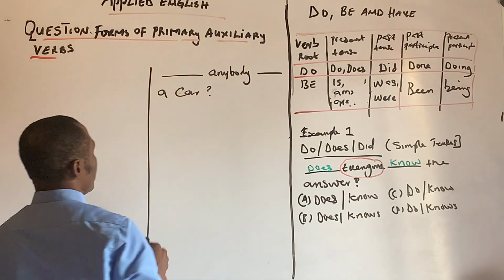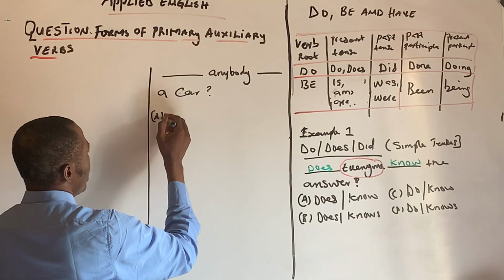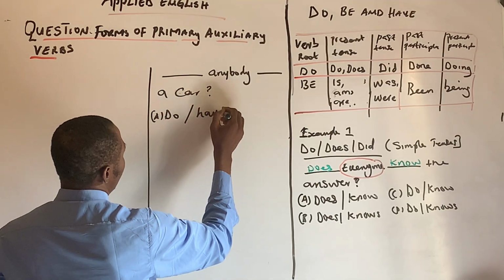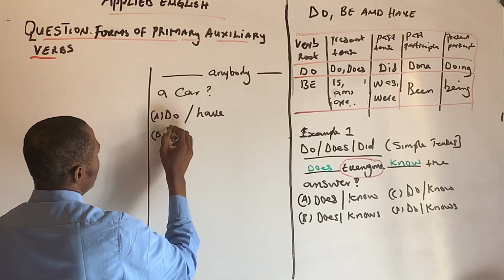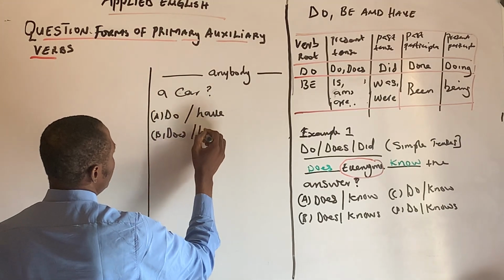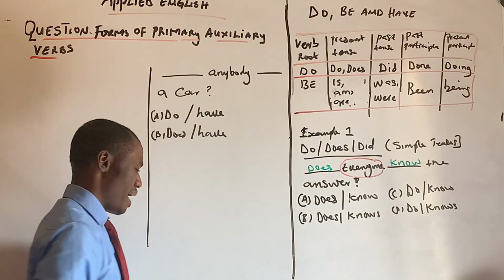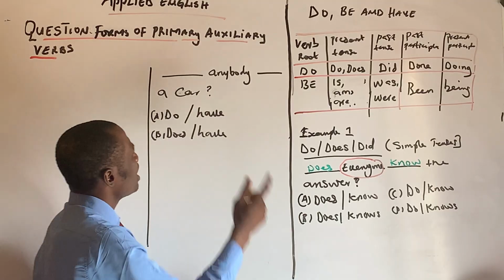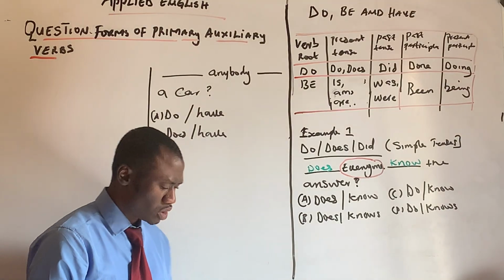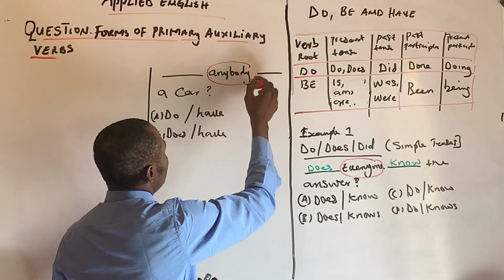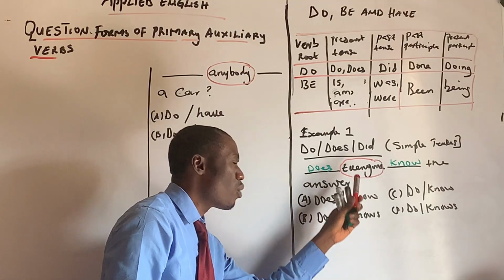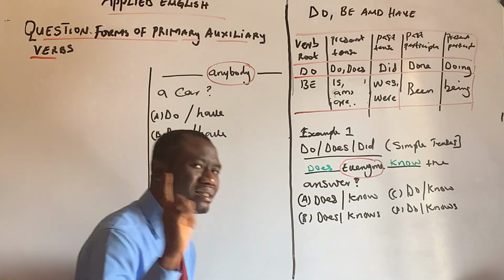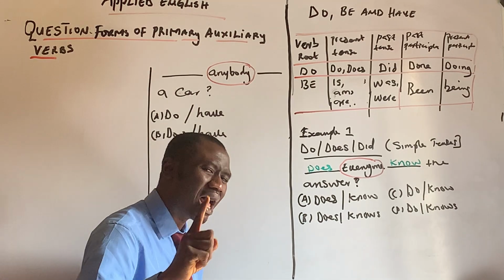Okay. Now let's look at this. I'll give you just two options. A, do anybody have a car? B, does anybody have a car? Now, what do we use? If you have "do anybody have a car," do does not go along with this subject, because the subjects everyone, anyone, everybody, each one are seen as singular subjects.